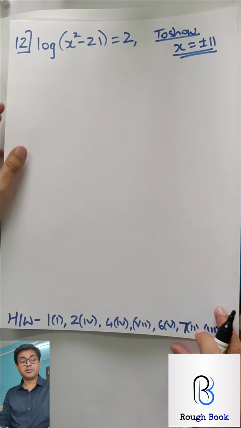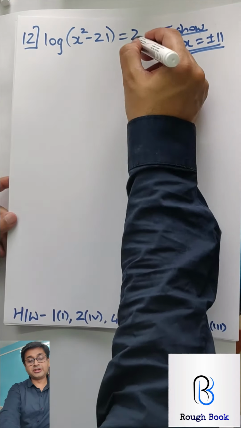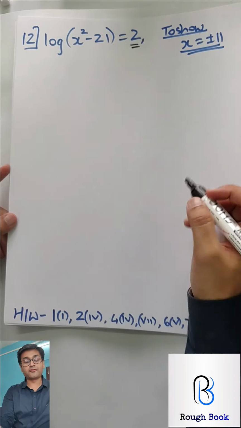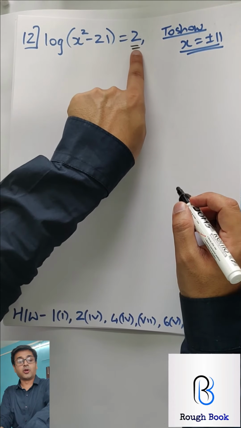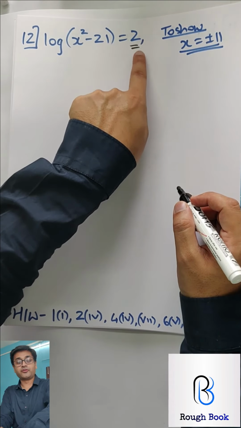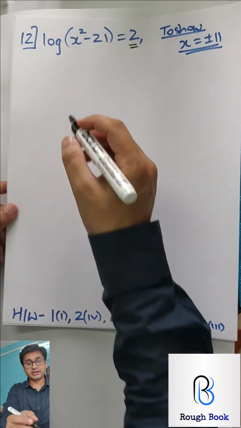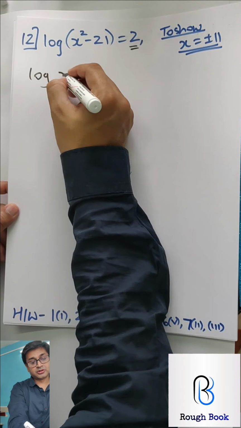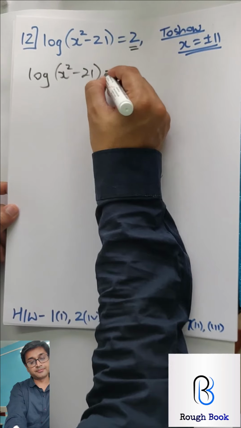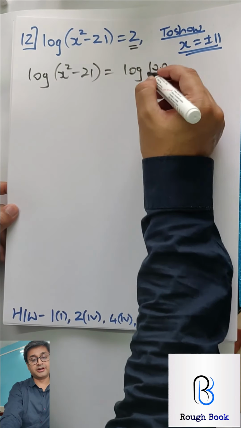This is your sum number 12. So you see 2. If you want to cancel log from both sides, you have to create a log over here. So you've seen 2. So for 2, what will you write now? Think. I just taught you. So log x square minus 21. And I will write over here log 100.